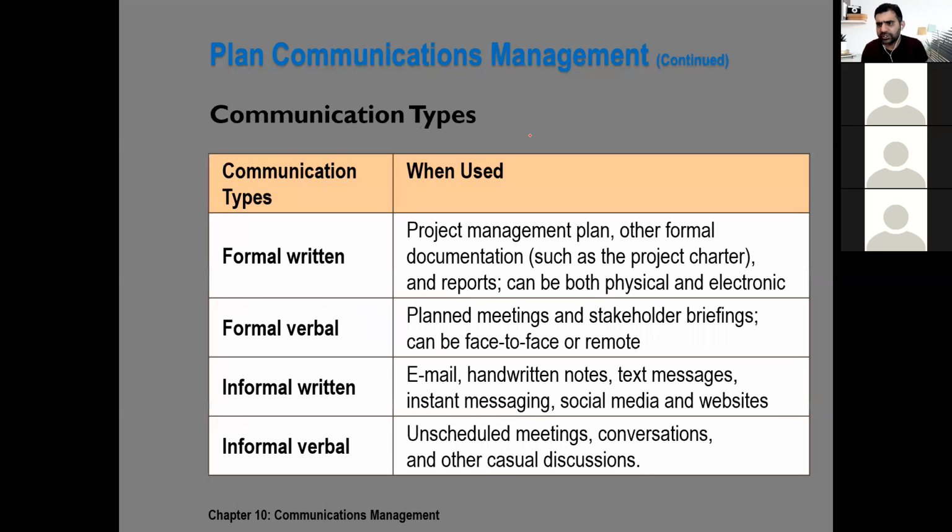We can divide the communications into 4 types. Very simple concept. Communications could be formal or informal. They could be written, they could be verbal. So based on that, we have 4 types. The first type is formal written communications. What do you think, guys? What are the examples of formal written communications?